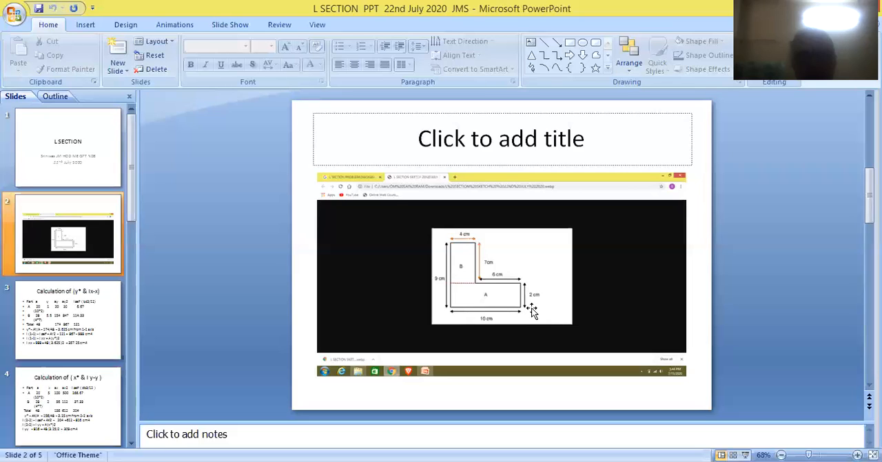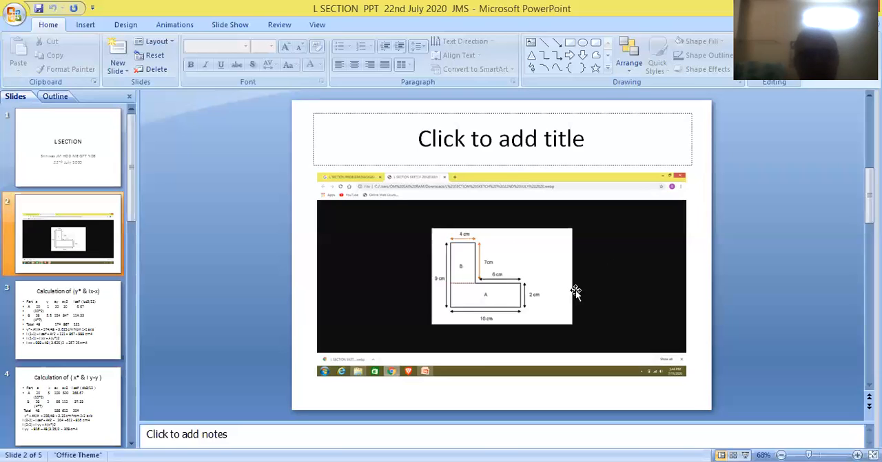This is the D value of the first component. Similarly, this is the B value of the second component, and this is the D value of the second component. So friends, for doing this problem, B1 will be equivalent to 10 centimeter, D1 will be equivalent to 2 centimeter. Similarly, B2 will be equivalent to 4 centimeter, and D2 must be taken as 7 centimeter. So these are the basic figures to be selected for solving the problem.